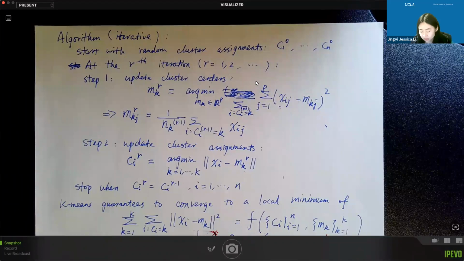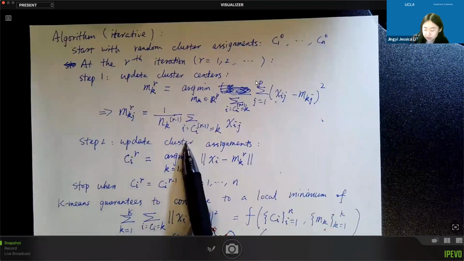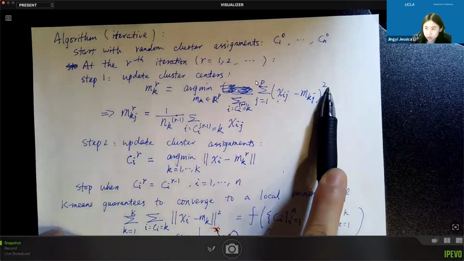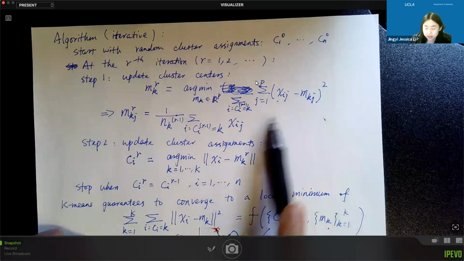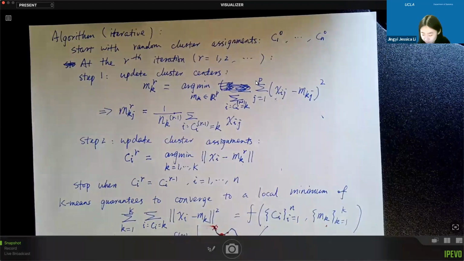Every data point is assigned to one of the K clusters. Given the assignment in the first step of the iteration, we will update each cluster center to be the average of all the points in that cluster. So that's where the name K-means comes from. Mathematically, we can justify this update by showing that the mean is the minimizer of the sum of squared distances when we define the distance to be the Euclidean distance or the L2 norm.